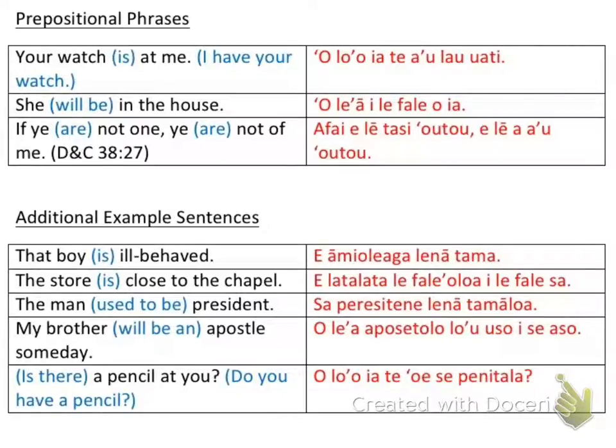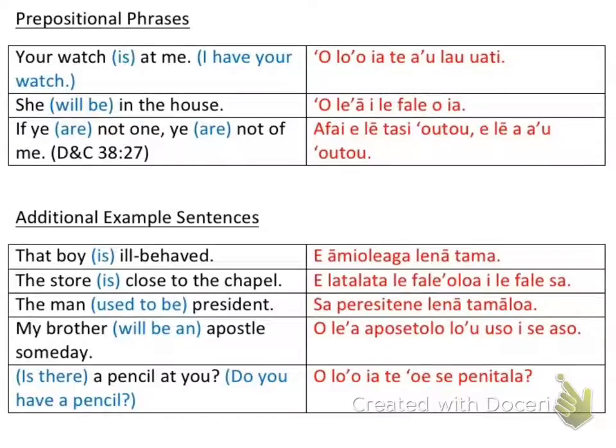Moving on to our next sentence. She will be in the house. So will be kind of implies a future tense. So that's why I have an olea right there. And then my subject is she, and in the house, okay, is my prepositional phrase. So my prepositional phrase, that can take place in my predicate phrase, so that's why I have ile fale, and then my subject goes last, and that's o ia.